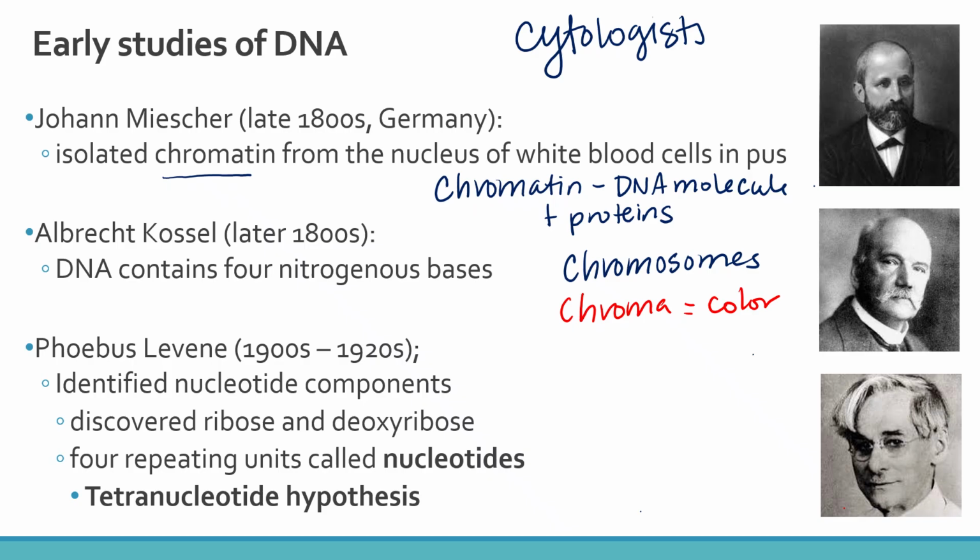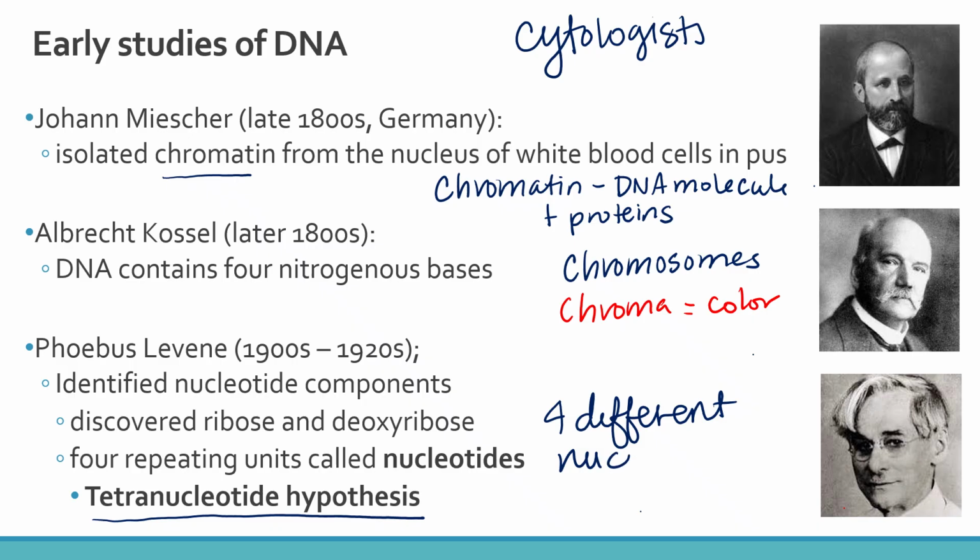Also in the late 1800s, Albrecht Kossel determined that DNA contains 4 different nitrogenous bases. And then chemists continued to work on this, and Phoebus Levene, who was working in the early 1900s, identified the components of those 4 nitrogenous bases. So he discovered ribose and deoxyribose, and then put that together with Kossel's understanding of there being 4 different nitrogenous bases. Levene proposed the tetranucleotide hypothesis, which states that DNA is made up of 4 different nucleotides.